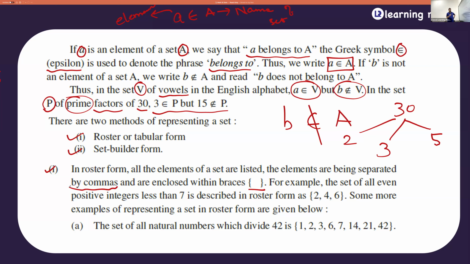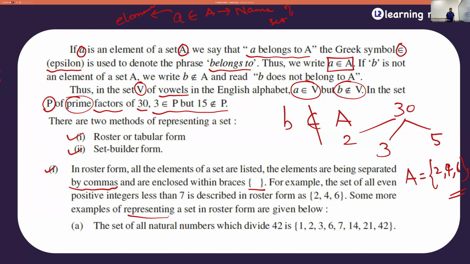For example, if you need to write the set of all even positive integers which are less than 7, what are they? 2, 4, and 6. If I give the name of that set as A, then you write it as A = {2, 4, 6}. Write the first element 2, then 4, 6, and just close the bracket, you're done. It consists of 3 elements. Some more examples of representing a set in roster form are given below.